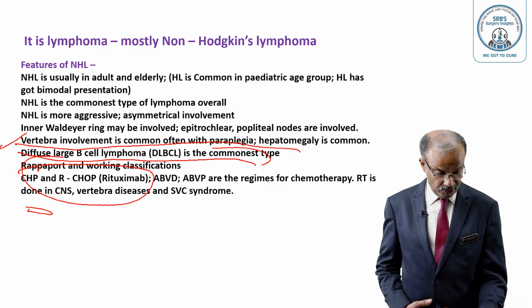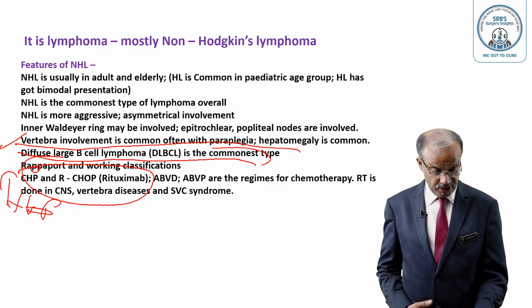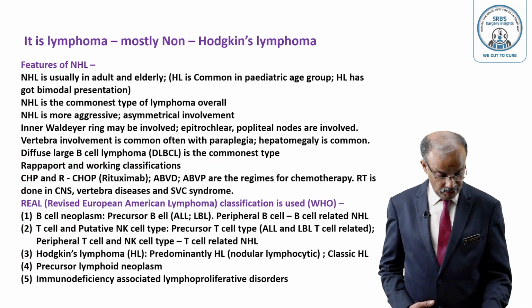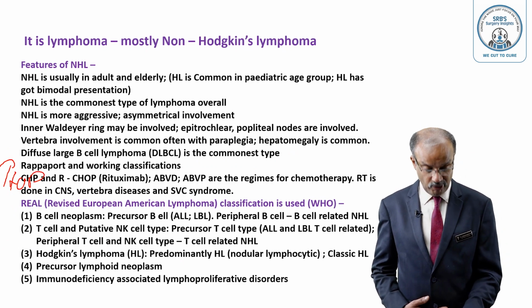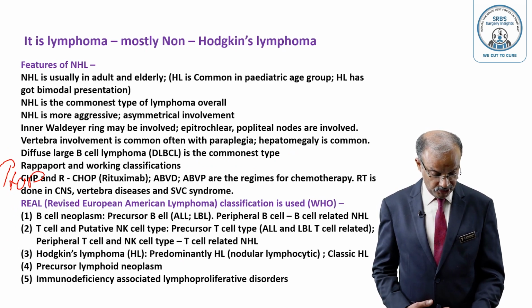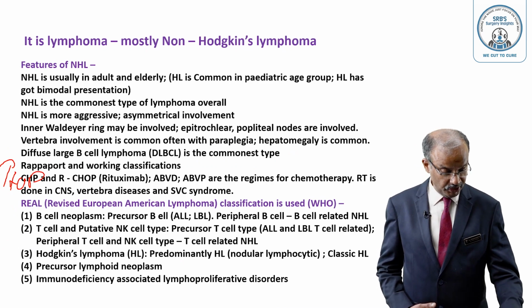CHOP, chlorambucil and other drugs. CHOP and R-CHOP regimens can be used. And remember, these are different classifications mainly for lymphoma. The Revised European American classification for lymphoma covers B cell, T cell, Hodgkin lymphoma, precursor lymphoma, immunodeficiency lymphoma. For NHL, there are the Rappaport classification and the working formulation.